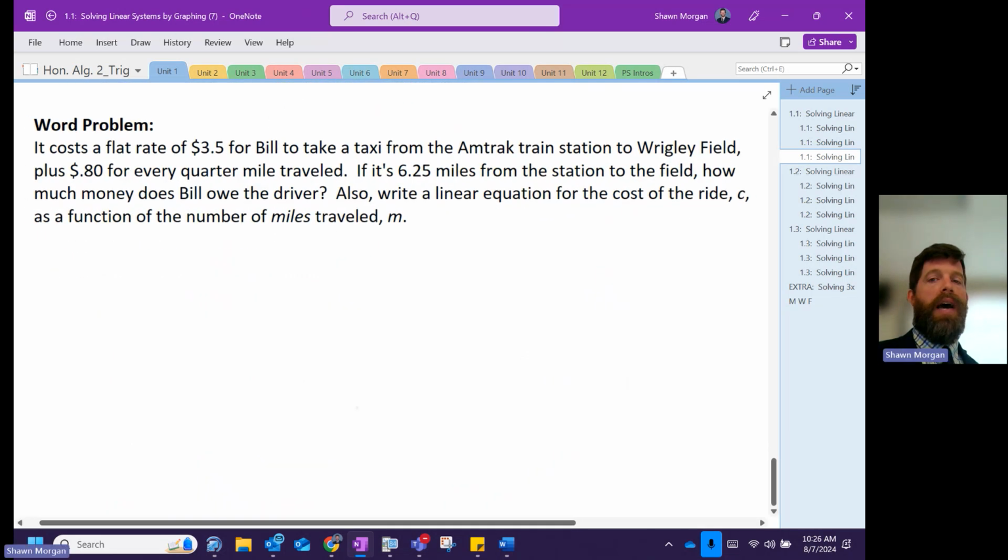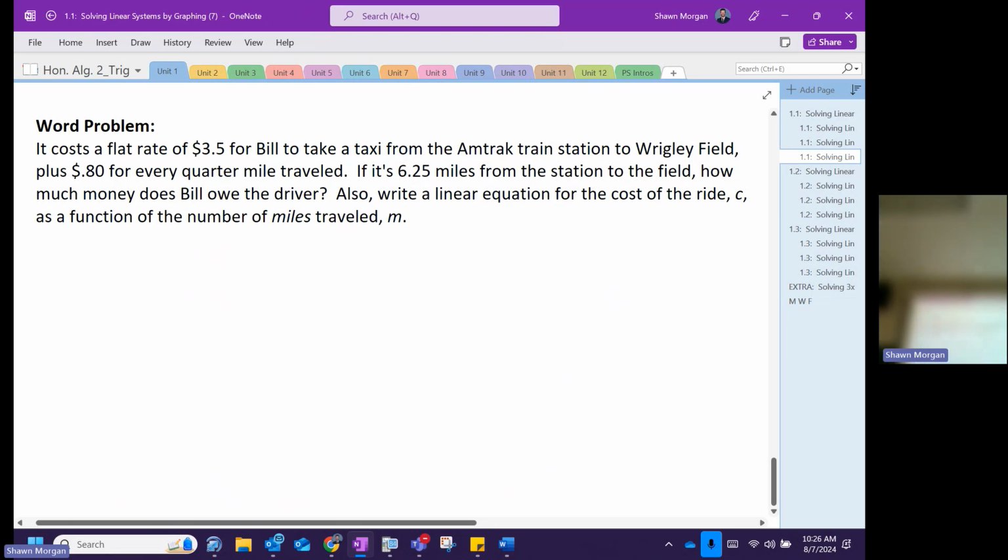Now, part of the reason why you guys are learning how to solve systems is so that you can apply said system solving ability in terms of a word problem or an application. Okay.